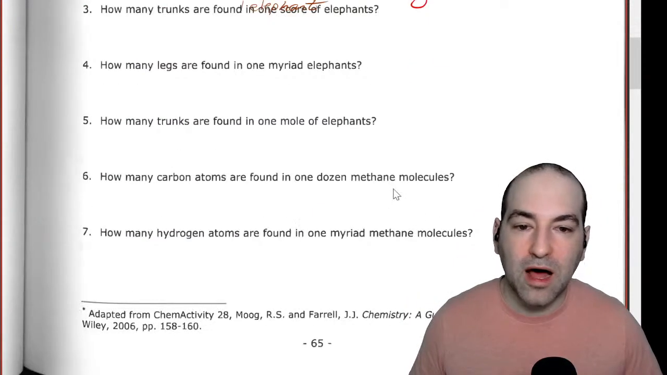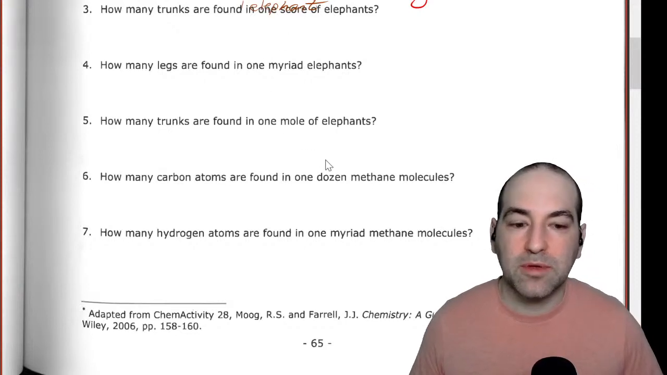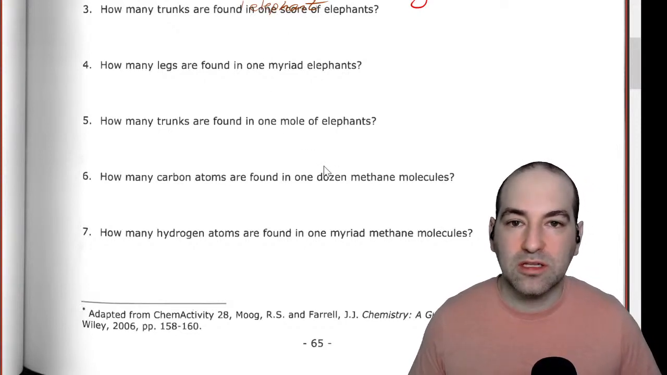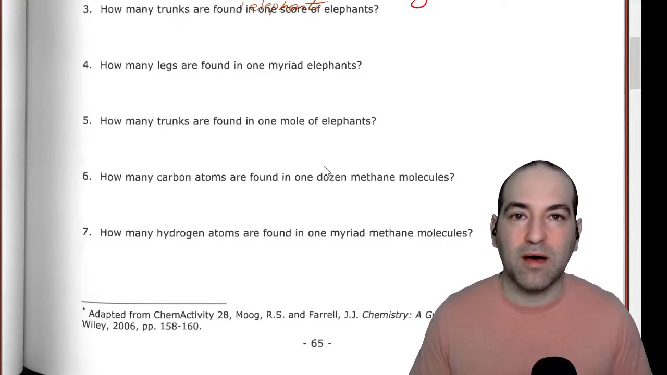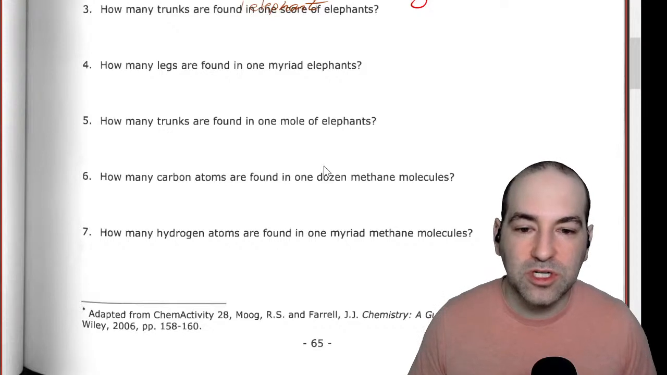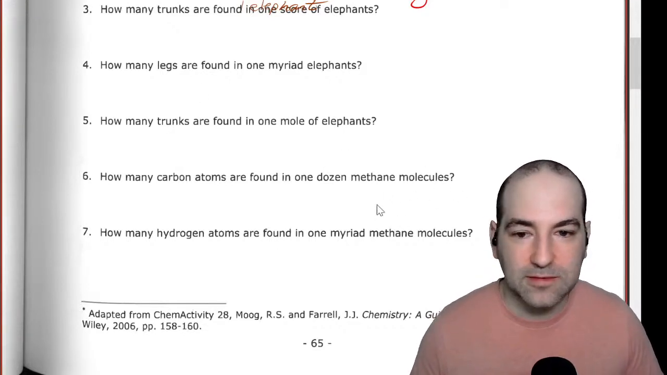Then we're going to move to molecules. Again, the idea of doing these things step by step is so you're not all of a sudden jumping into this unusual or unknown idea of molecules and atoms. You're just looking at numbers. If you don't want to think about the molecules, think about the elephants.